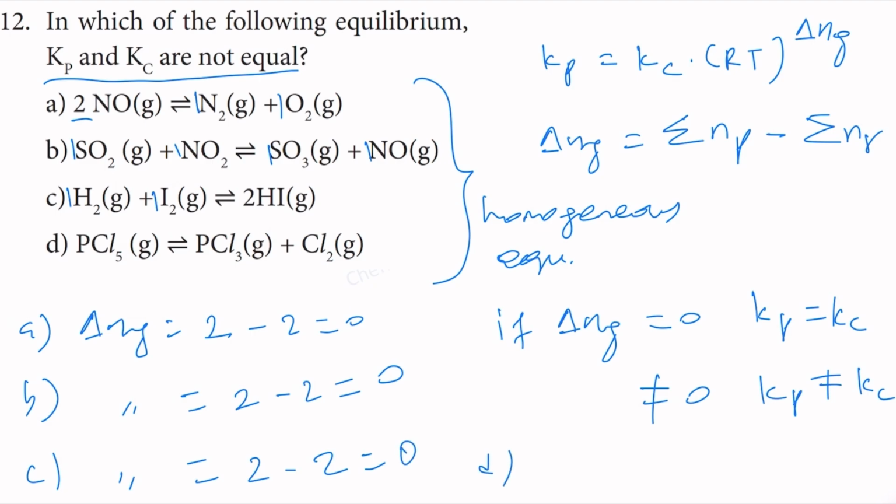In D, we have 1 here, 1 here. That means delta Ng in this case is 2 minus 1, and that is equal to 1. This means option D is the correct choice here. Now the Kp won't be equal to Kc, because delta Ng is not equal to 0. Therefore, option D is the correct choice here.